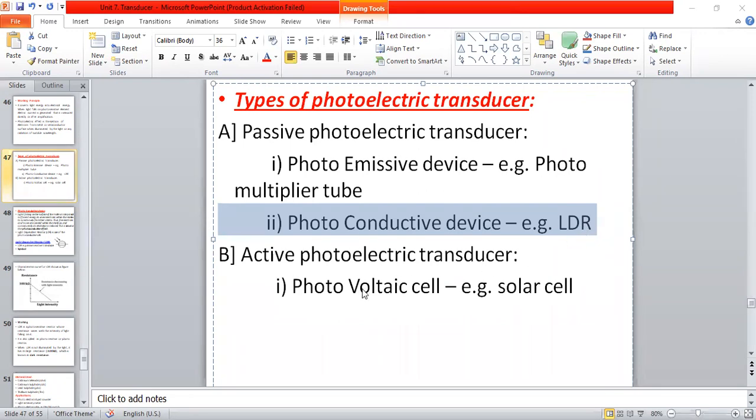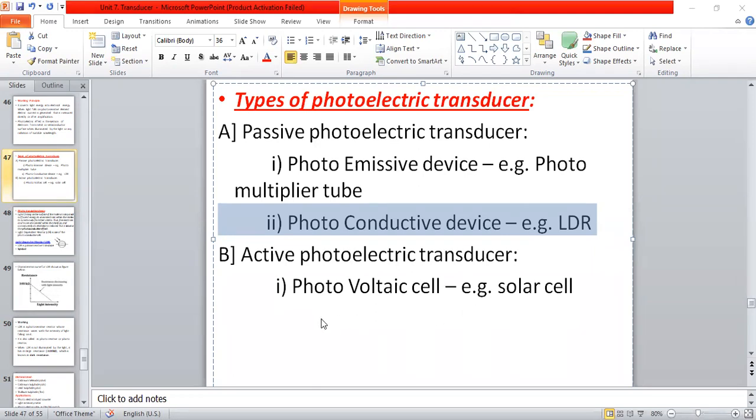But the active photoelectric transducer is nothing but the photovoltaic cell. We can call it a PV cell. That is nothing but a solar cell. Here the light energy is converted into electrical energy, and we get the supply from this. From the solar cell, we can generate electricity.